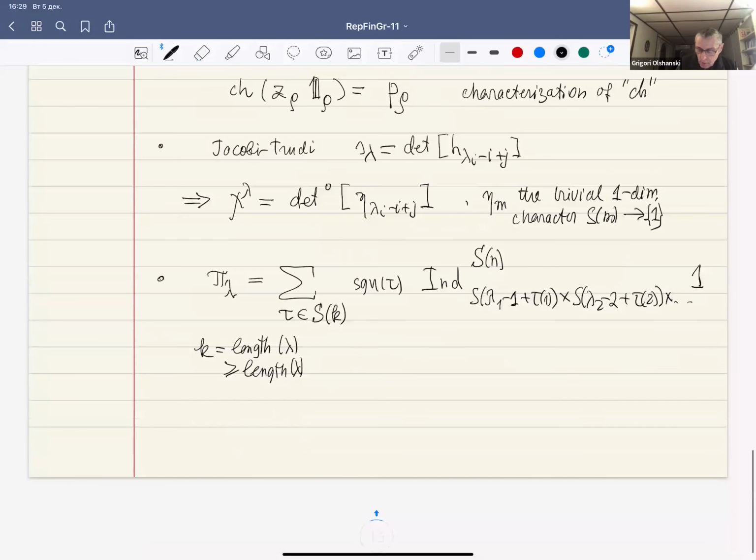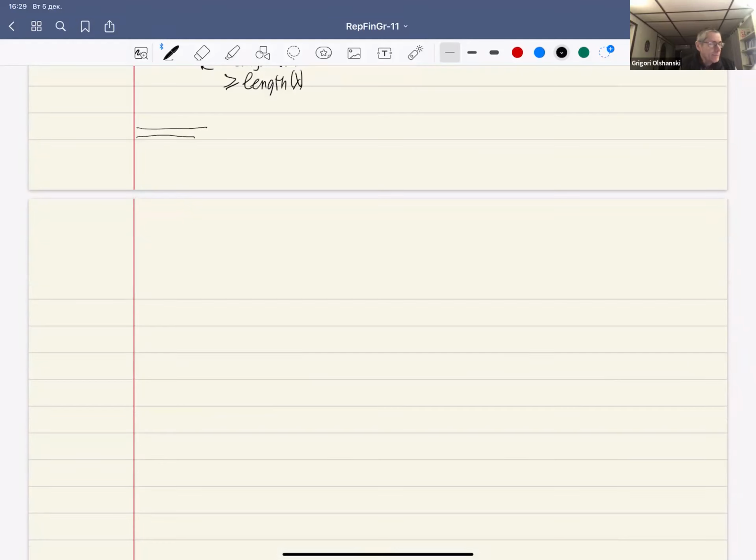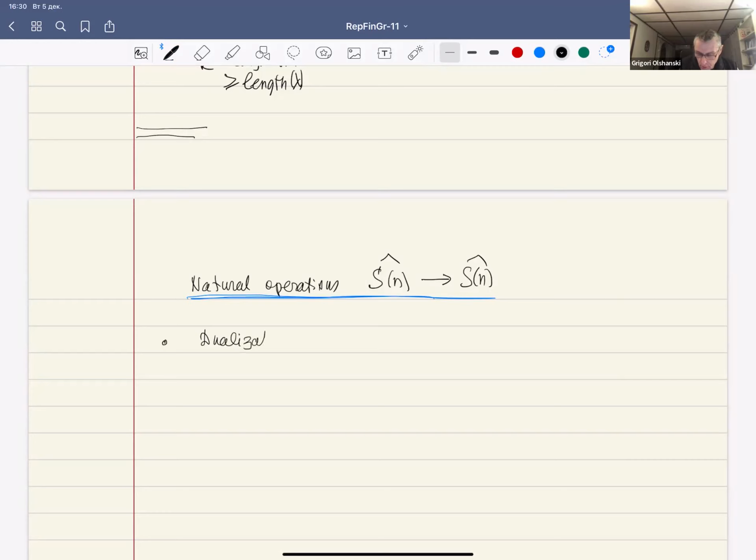And what next? Next, I want to discuss some natural operations on the dual space. So in the collection of irreducible representations of the symmetric group, very simple operations. First one is dualization, meaning the passage to dual representation.